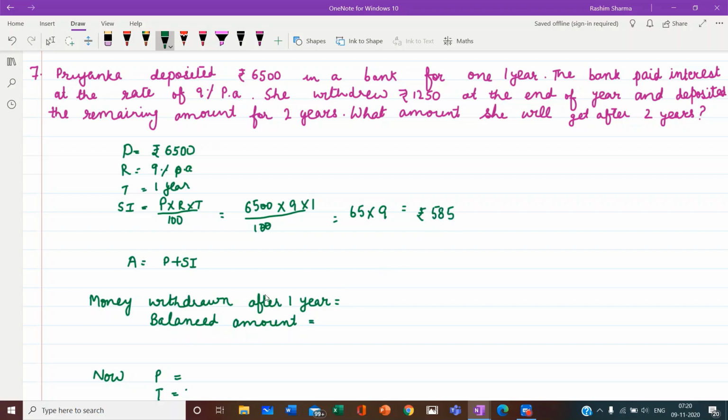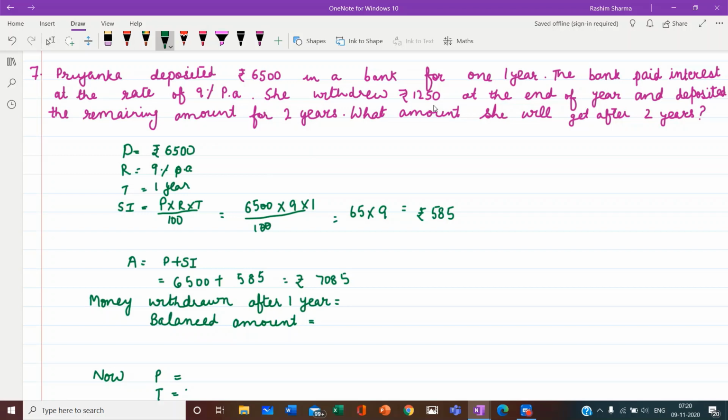So we get 65 into 9, that comes as rupees 585, and what will be the amount then? Principal plus simple interest. So we get 6,500 plus 585, that becomes rupees 7,085.